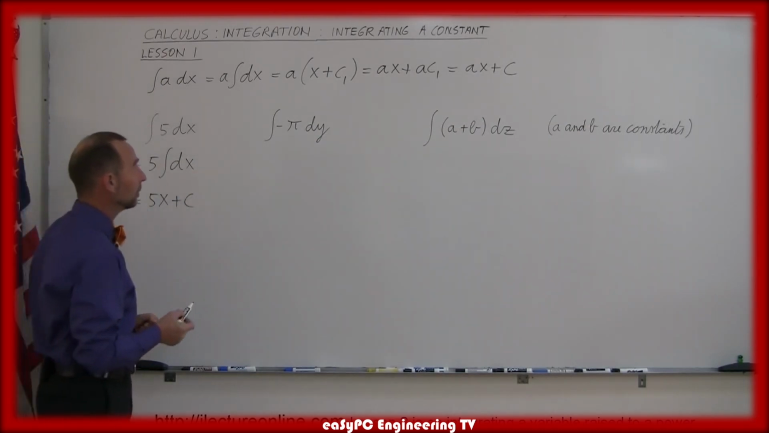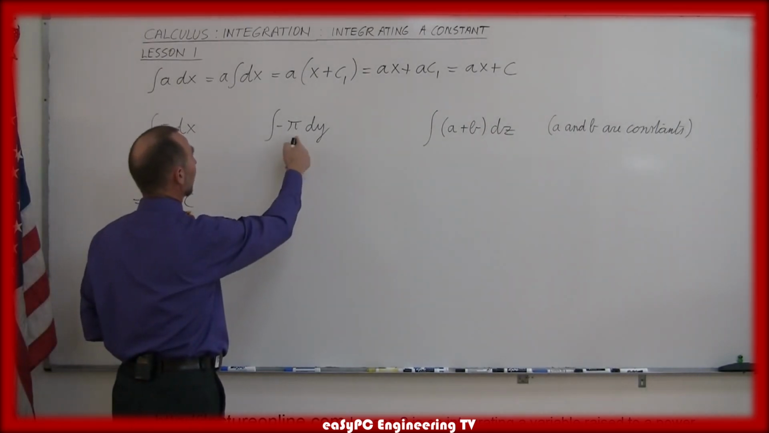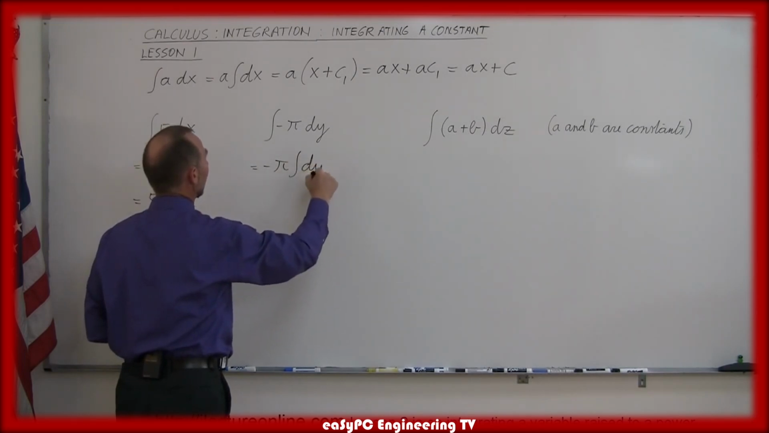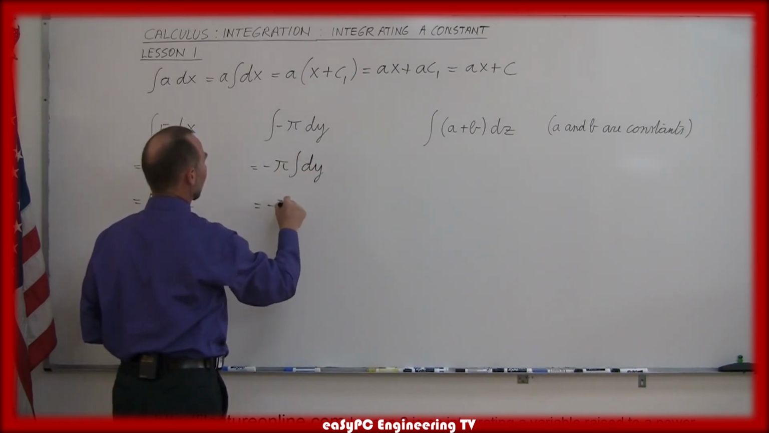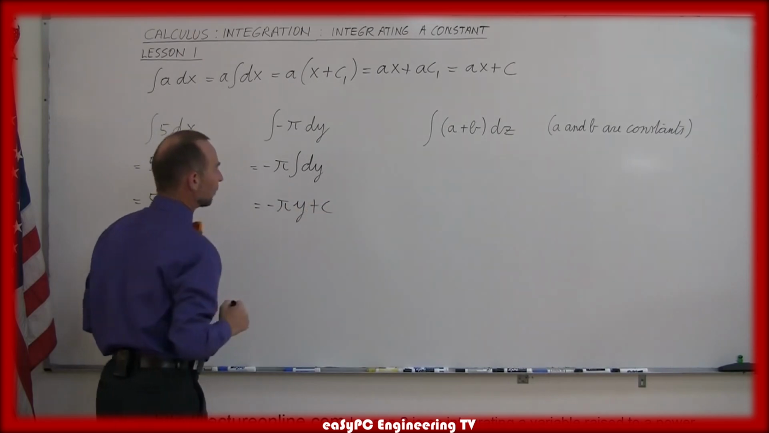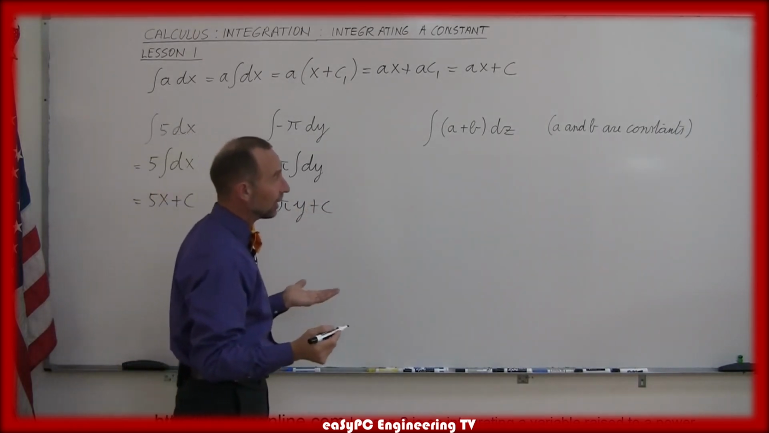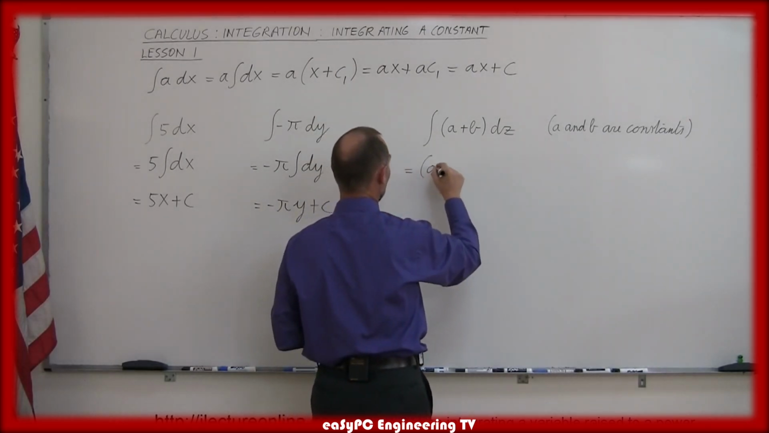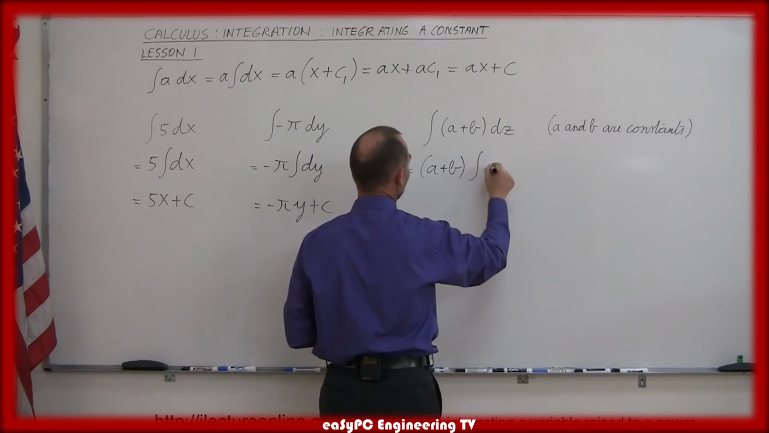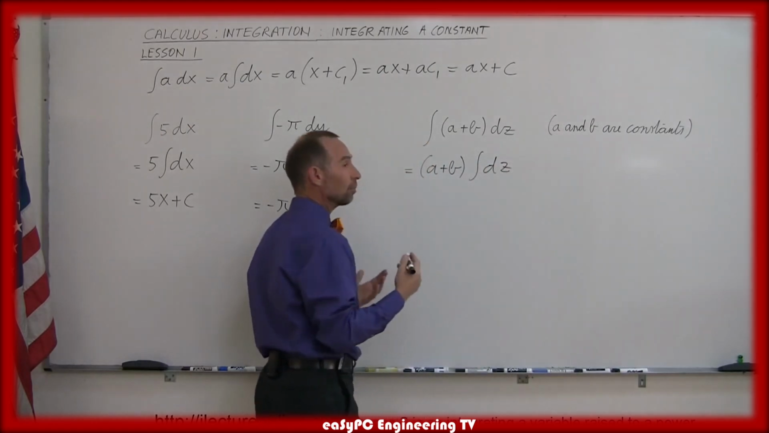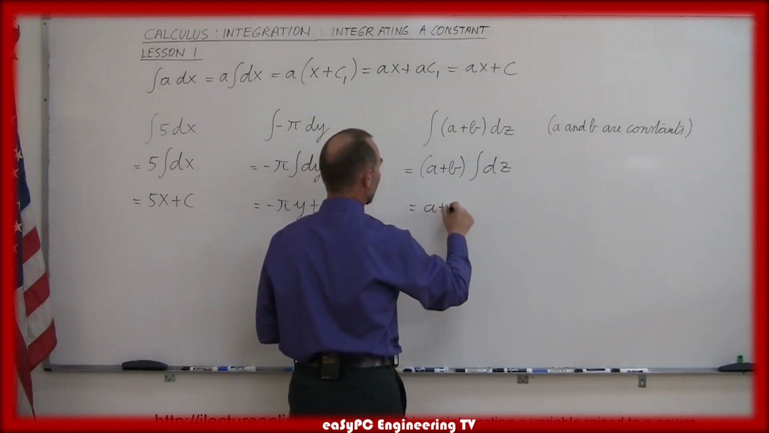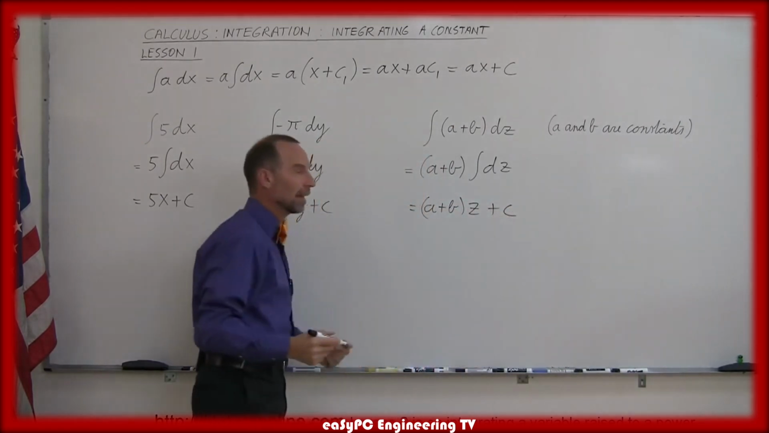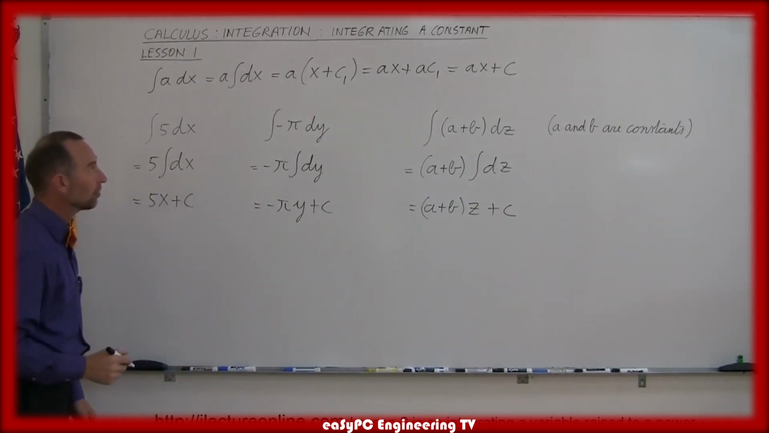Here, our second example, of course, pi is a constant, so we can move that outside the integral sign. So it's equal to minus pi times the integral of dy. And so this then becomes equal to minus pi times y plus the constant of integration. And finally, let's say that a and b are two constants added together. We can move that outside the integral sign, so this can be written as a plus b times the integral of dz. And of course, the integral of dz is z plus a constant, so this becomes a plus b times the variable z plus a constant of integration. And that's how you integrate a constant.